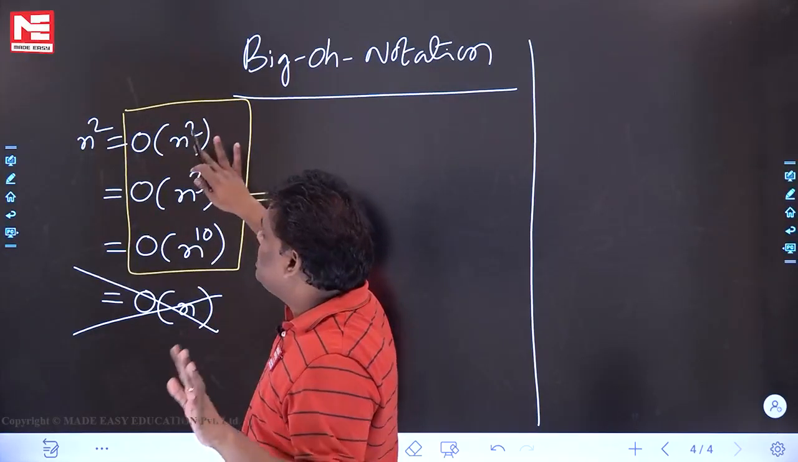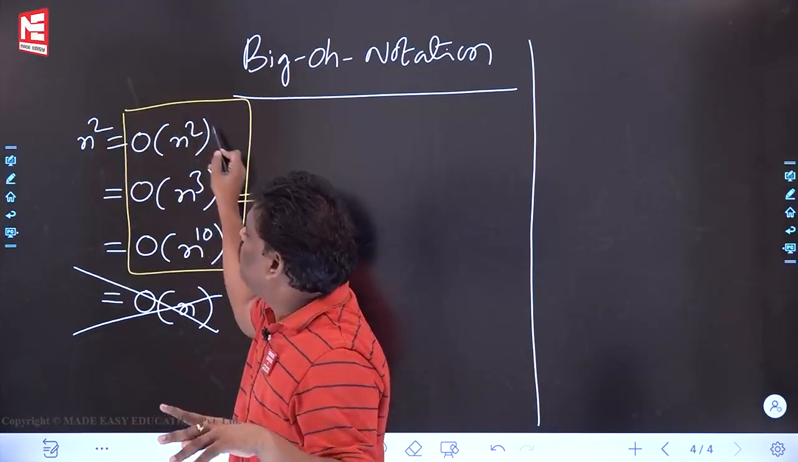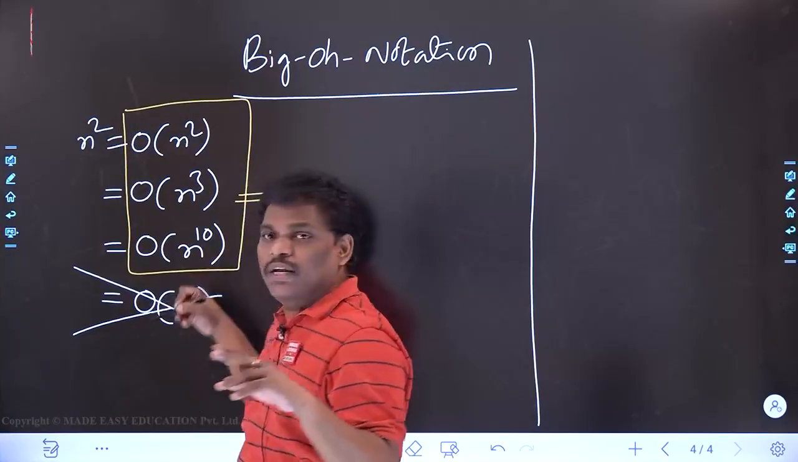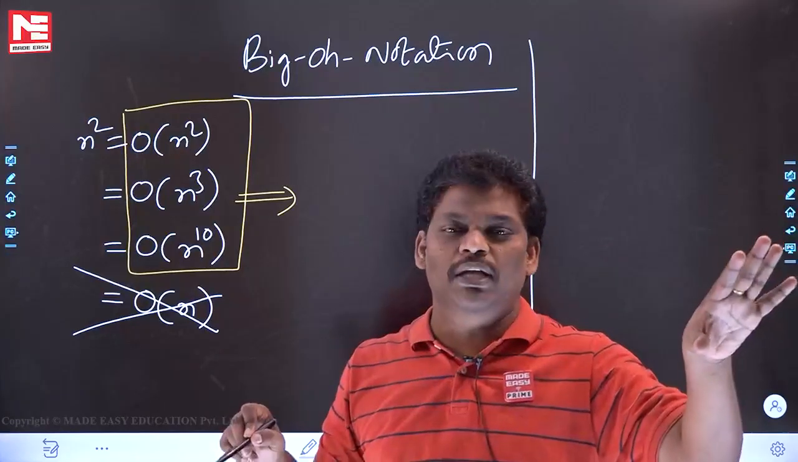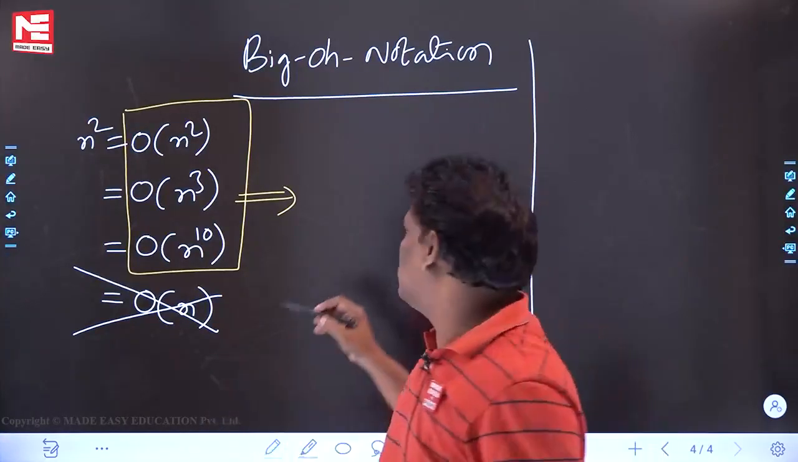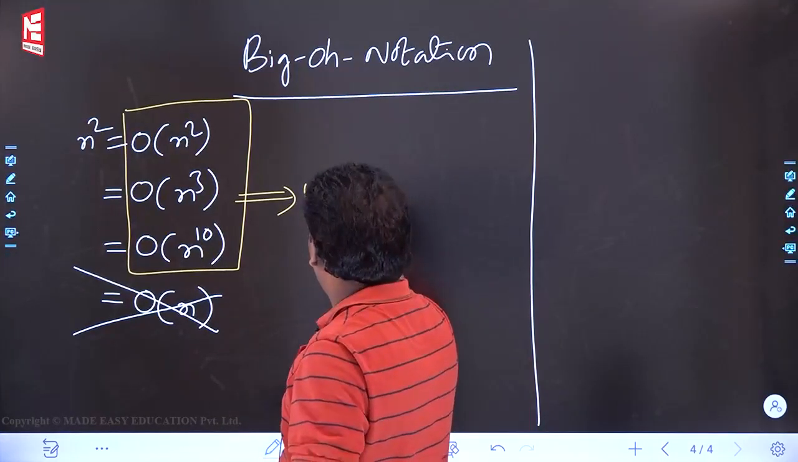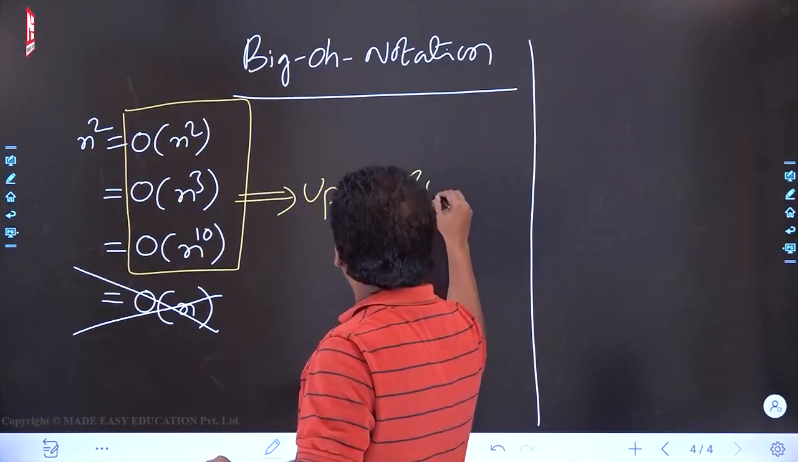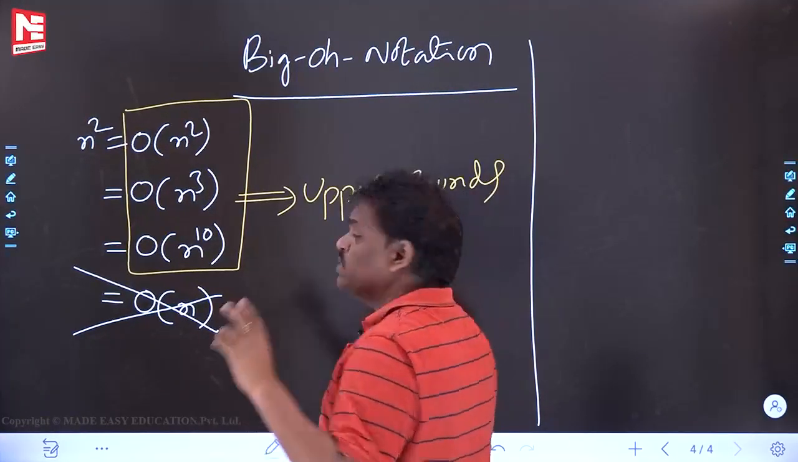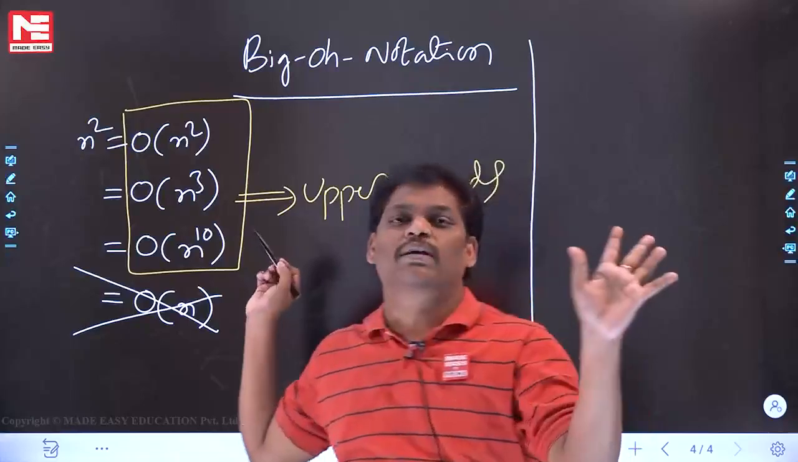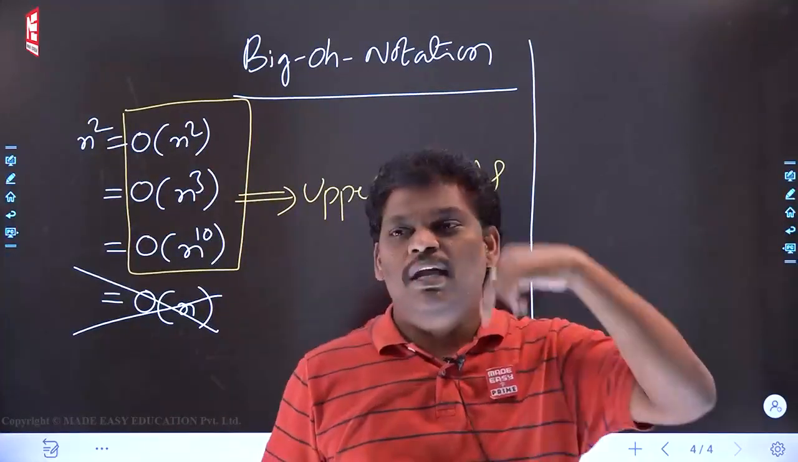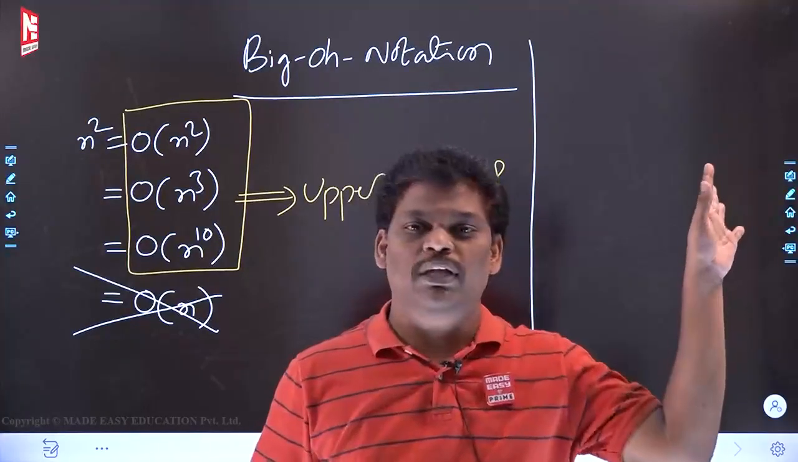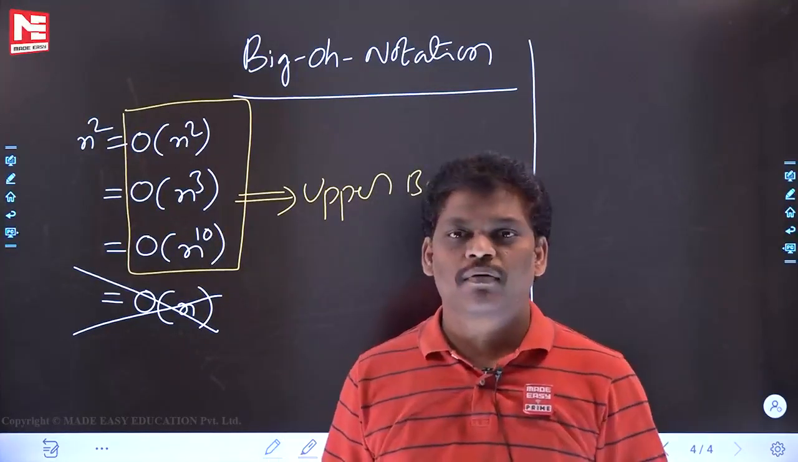Big O notation, on the right-hand side, either greater or equal functions will be there. Those are known as upper bounds. Please be careful, I am explaining this one point only. In Big O notation, on the right-hand side, who will be there? Either greater or equal functions should be there, meaning upper bounds will be there.